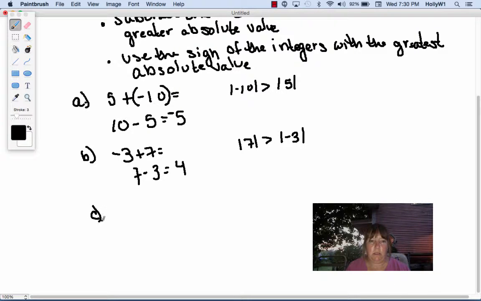Okay, let's do one more example. Negative 12 plus 12 is equal to 0. How do we know that it was 0? Let's back up a little bit. Negative 12 and 12 are opposites on the number line. So when you add those together, you end up with 0.